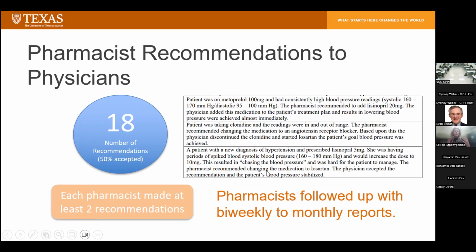But there were a couple where the pharmacist, despite calling or faxing, was never able to get a hold of the referring physician to discuss a potential change. At a minimum, with regards to following up with physicians, pharmacists followed up either bi-weekly or monthly with reports that would summarize how the patients were doing with regards to their blood pressure. Now, the minimum requirement for auxiliary personnel with CMS is monthly. So that was the minimum. And then one pharmacy had a physician who requested weekly reports at the beginning. But unless the physician requested otherwise, it was bi-weekly to monthly reporting.